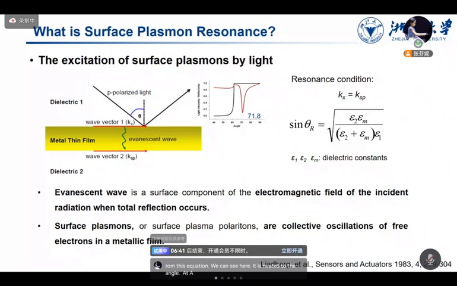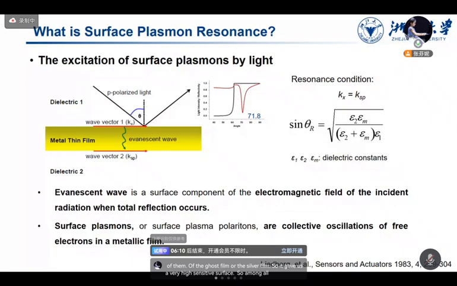At a certain angle, when the resonance occurs, the reflection light will be absorbed by the electrons. So we will see a very sharp dip here. As we see, this is right here. We have a dip. This is called the SPR angle. At this angle, all the energy is on the surface of the gold film or the silver film. So it gives us a very highly sensitive surface.